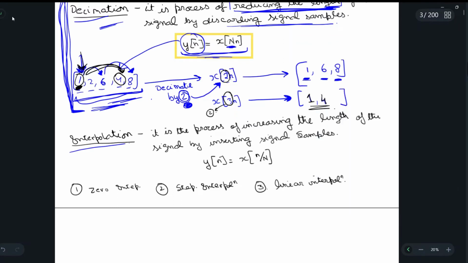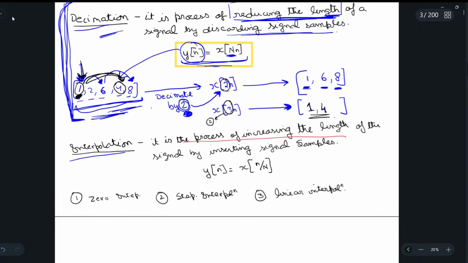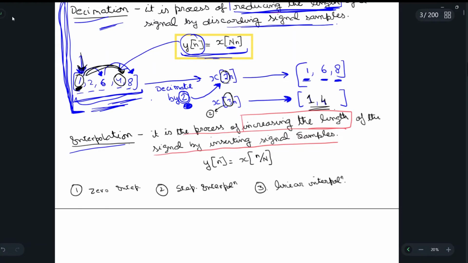So now interpolation is the process of increasing the length. Earlier we were reducing the length, and now we will be increasing the length of the signal by inserting signal samples into it. There are 3 types of interpolation, and this is the general form for interpolation.